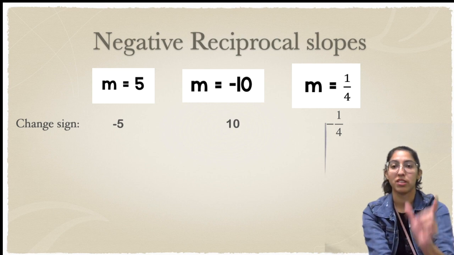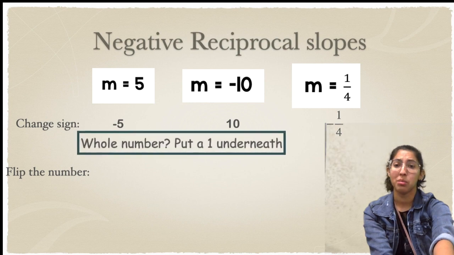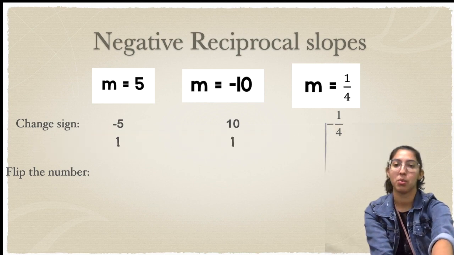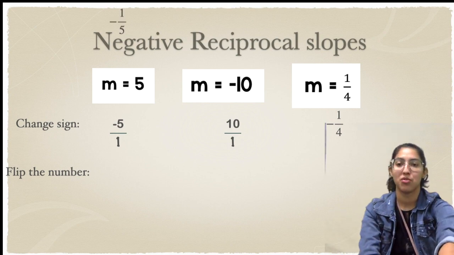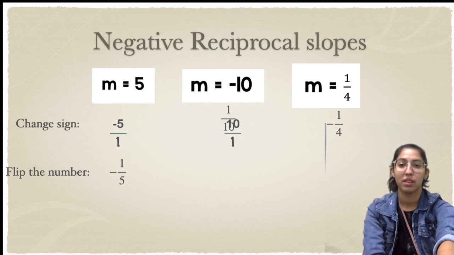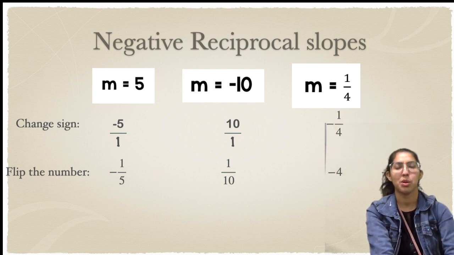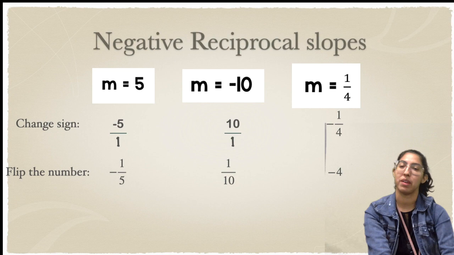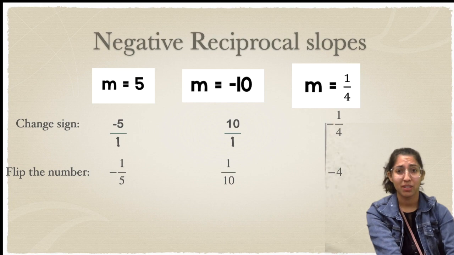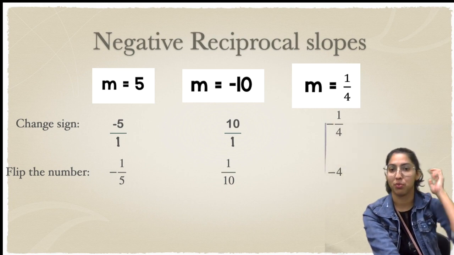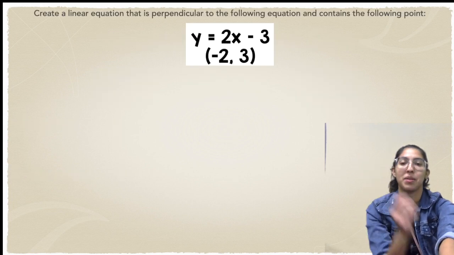Next step, the reciprocal part, is to flip the number. If I have a whole number, put a 1 underneath, so we're going to put a 1 underneath these two to make them fractions so that we actually have something to flip. So this first one is going to flip to negative 1/5. The second one is going to be 1/10. And this last one is just going to be negative 4, because it would be negative 4 over 1, but negative 4 is the same thing. Okay? So that is the most important part of finding perpendicular lines, that you've got to have that negative reciprocal slope, which is kind of hard to remember, so just have it in the back of your mind.